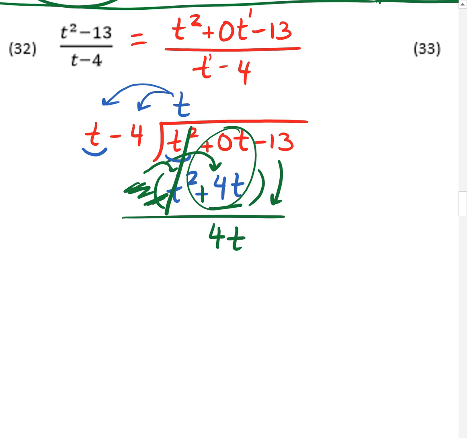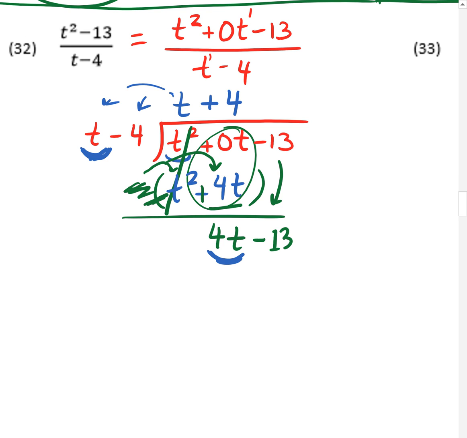Let me bring down the next guy, minus 13. Since we're bringing down the last term, I know I'm almost done. This must be the last cycle. I want to say t times what is 4t? Well, t times 4 would be 4t.